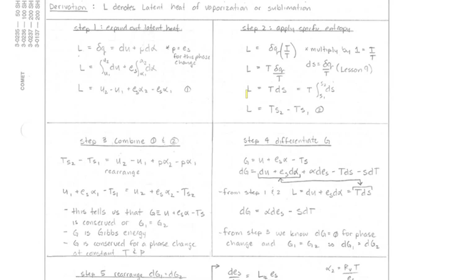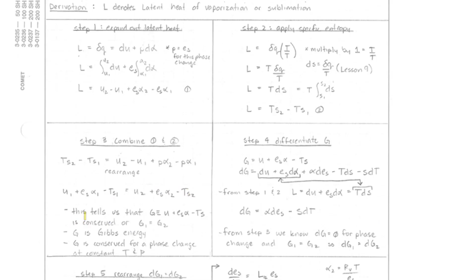So now we can move down here. We've got latent heat of vaporization equals TdS. And we can expand that out, and we're going to end up using this a little bit later in step number 3, which we'll move on to right now, where we combine equation number 1 and number 2. And we can just simply say that they equal one another because they both equal L if you look back up here at step 1 and step 2. And then move all the state 1 variables to the left-hand side and all the state 2 variables to the right.